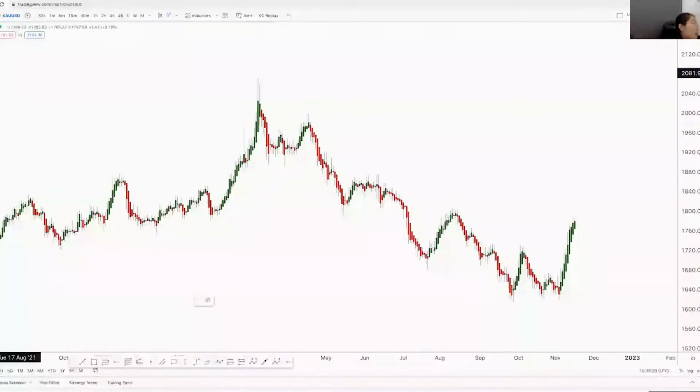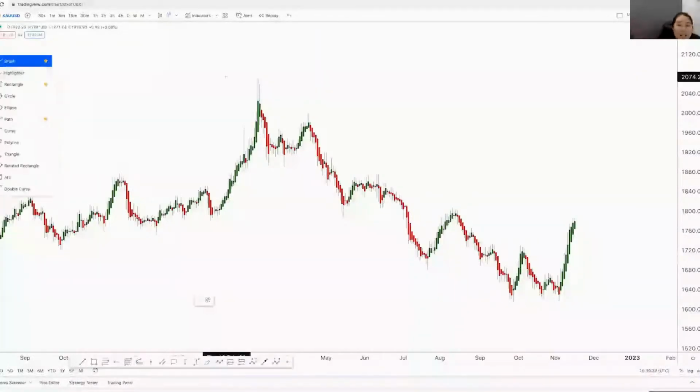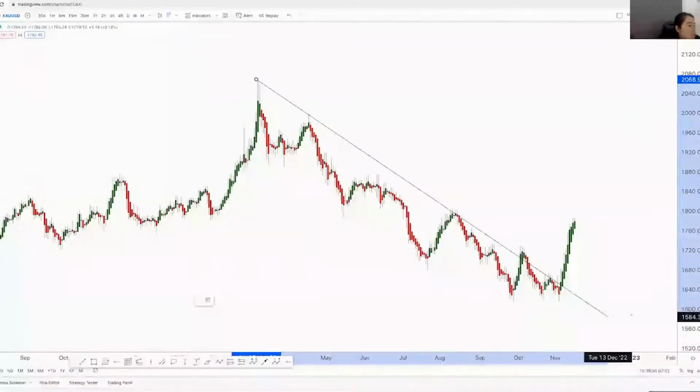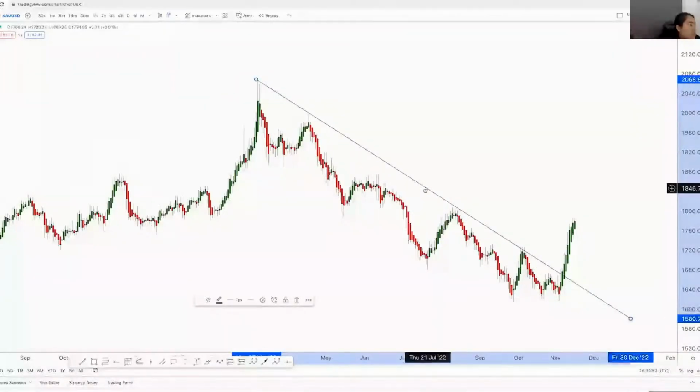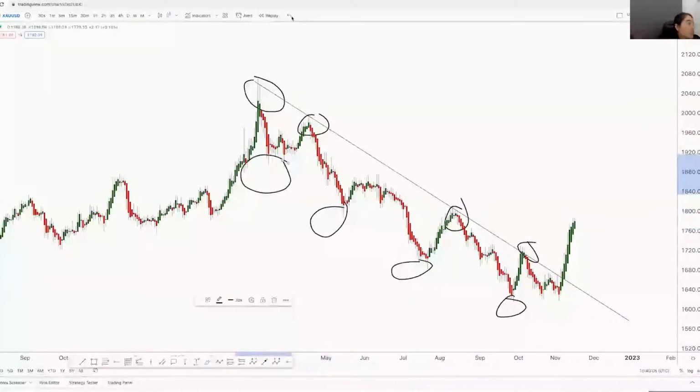So how do you identify trends? Simple. First things first, use a trend line, use a channel, or look for higher highs and higher lows, or lower highs and lower lows. In this case, price was moving in a downtrend for the longest time, so I'm going to use this trend line to identify it. The fact that it was making lower highs and lower lows is confirmation of the downtrend.